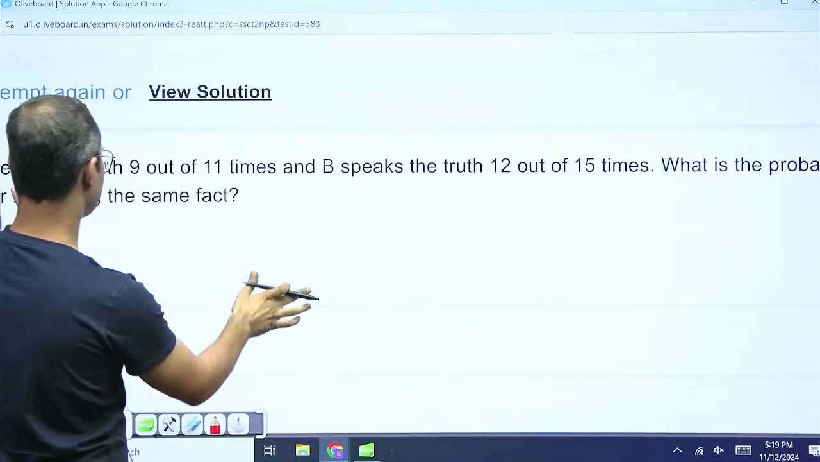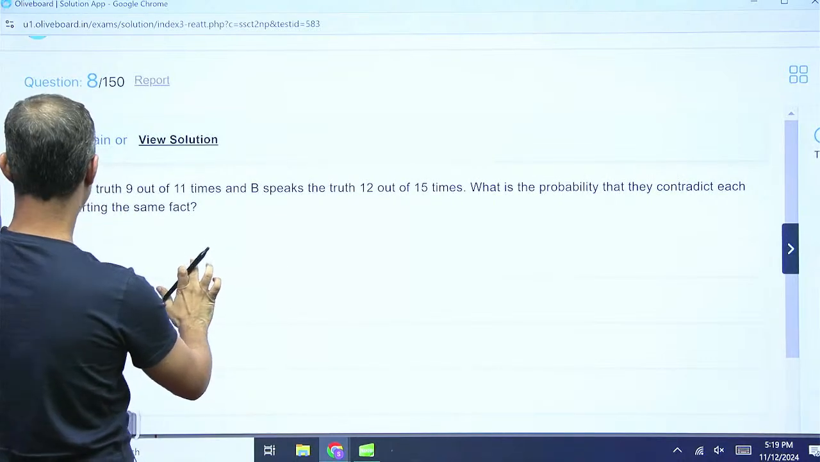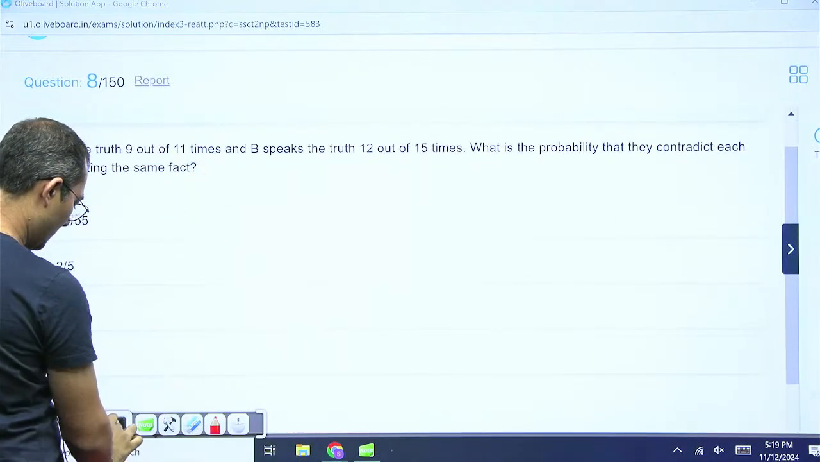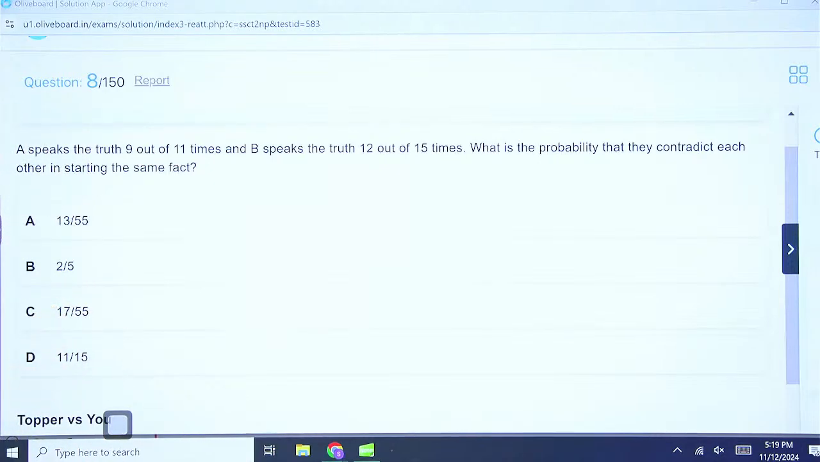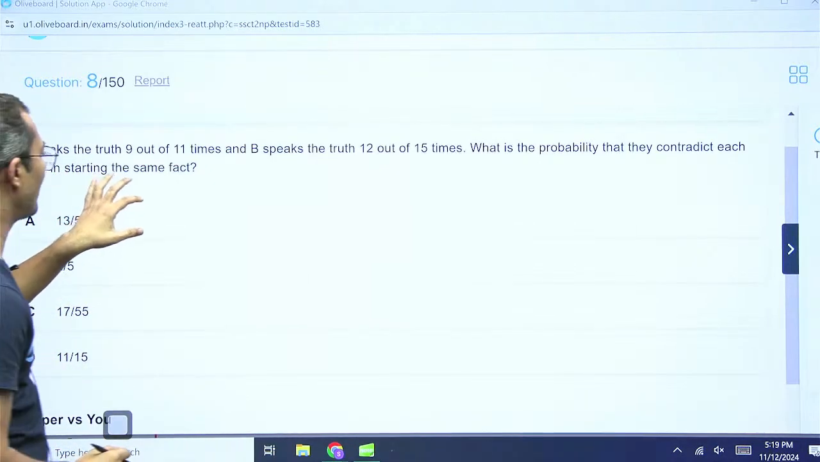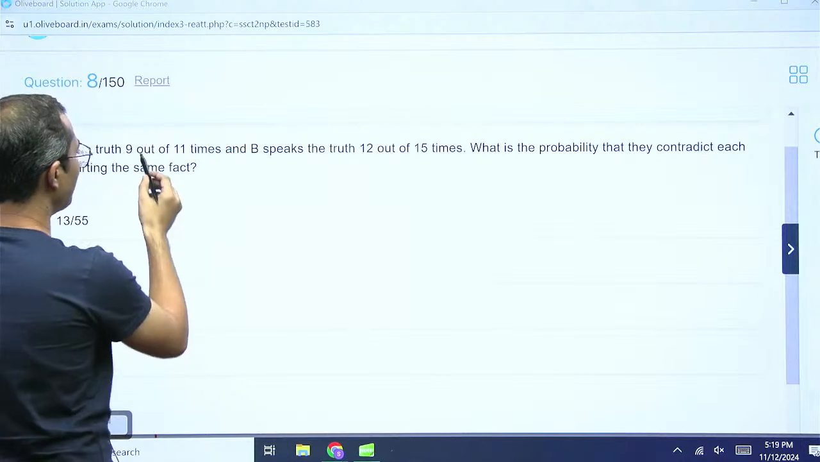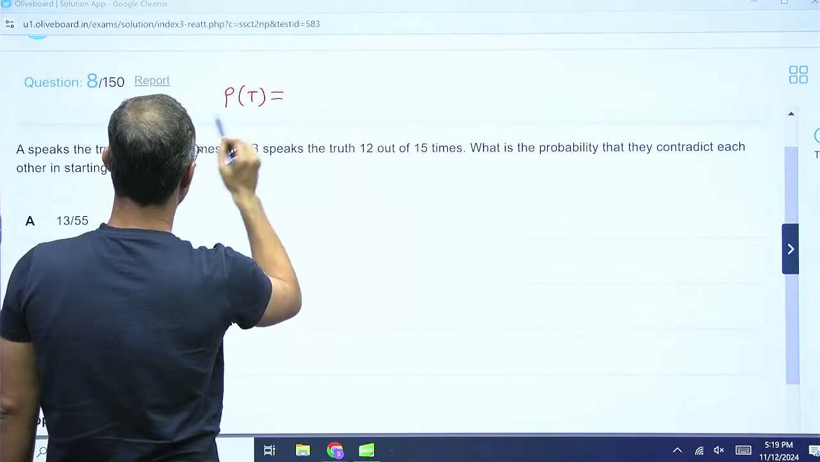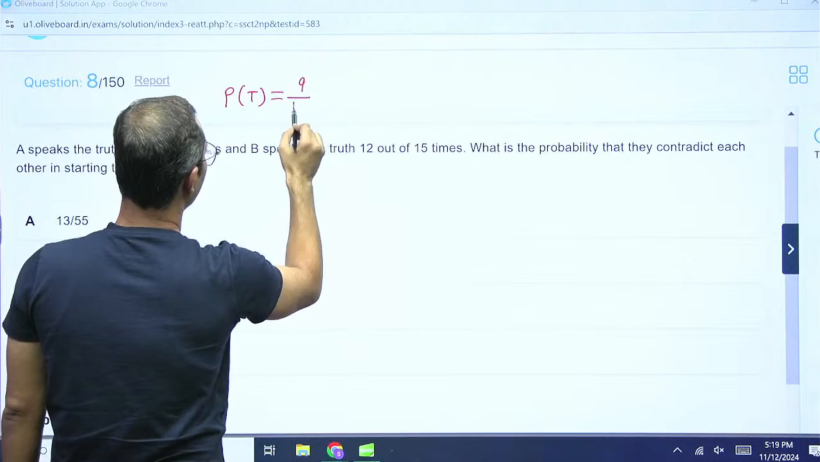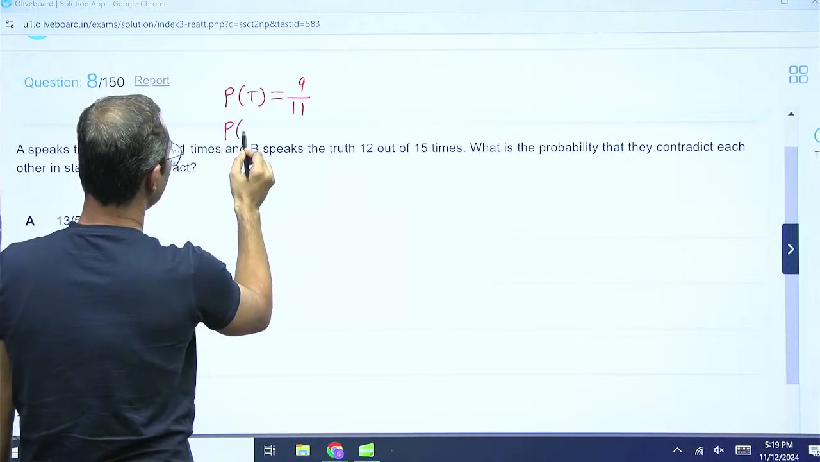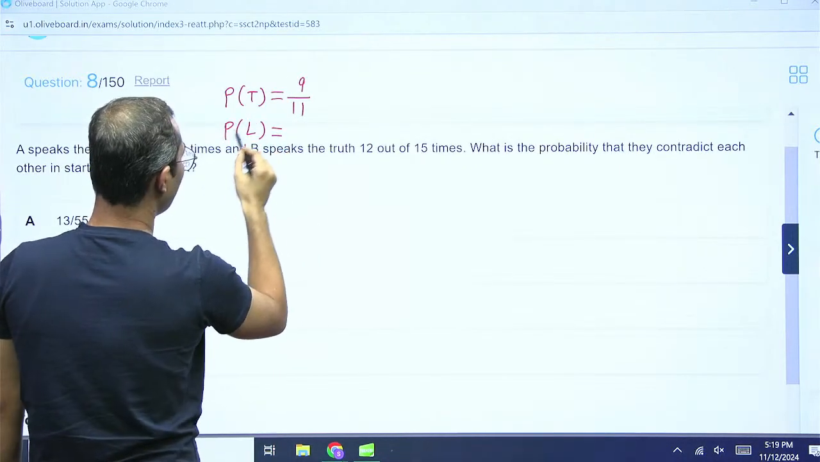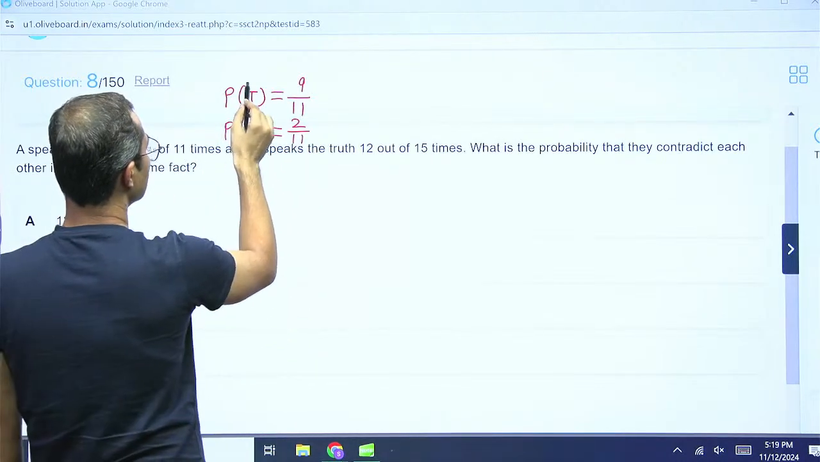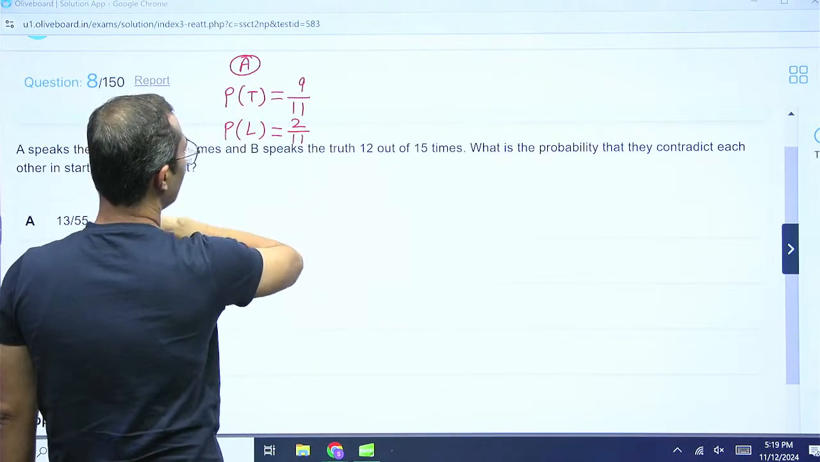Tell me what is the answer for this question. See, this question belongs to probability, right? A speaks the truth 9 out of 11 times. So the probability for A to speak the truth is 9 out of 11. What is the probability for telling a lie? For telling a lie, the probability is 2 by 11, right? This is for A.